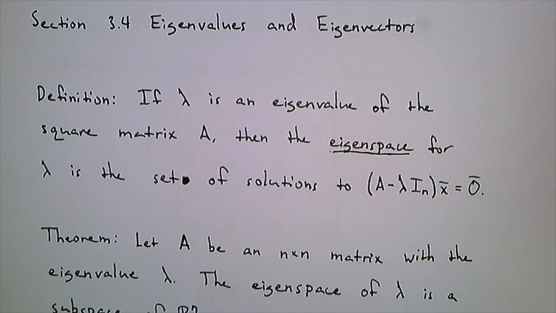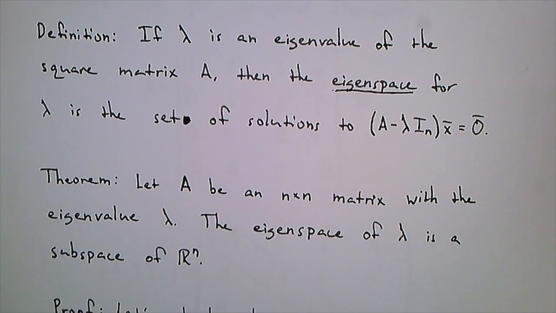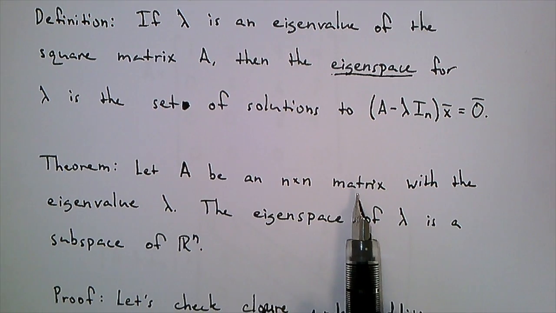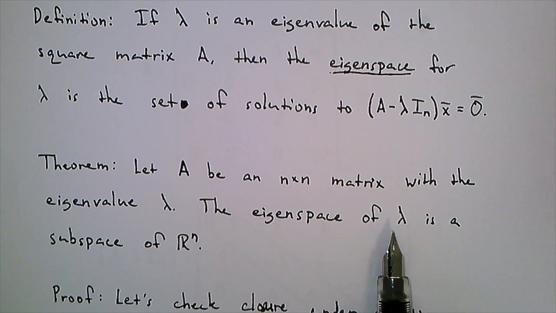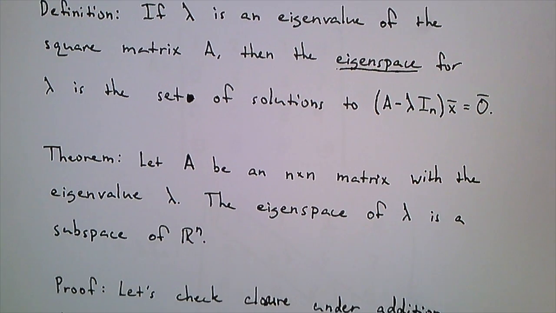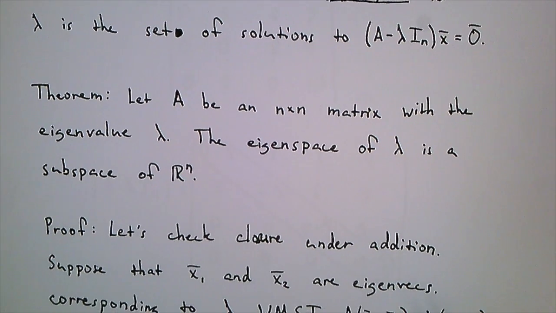So the name eigenspace was chosen for the reason given in this theorem. If you have some n by n matrix with the eigenvalue lambda, then the eigenspace of lambda is actually a subspace of R^n. And we're going to check half of this theorem. We're going to check closure under addition.